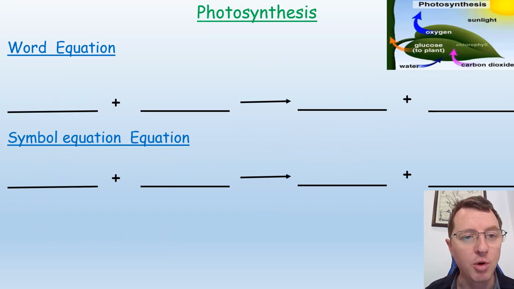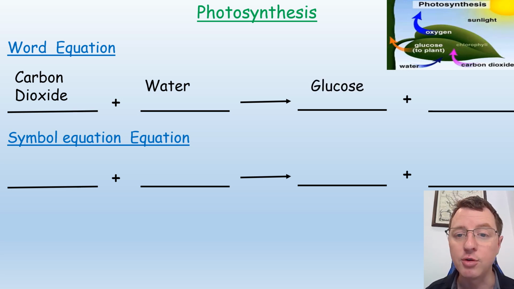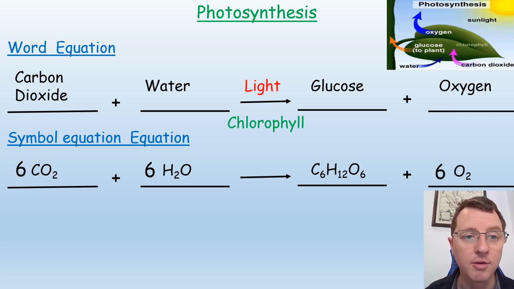And don't forget our word equation for photosynthesis: carbon dioxide plus water gives you glucose plus oxygen. We also need light energy. As a simple equation, we need some light energy and we also need to have some chlorophyll, but they are not considered to be part of a word equation. We put them above and below the arrow. And the balanced symbol equation is 6CO2 plus 6H2O gives you C6H12O6 glucose plus 6O2.